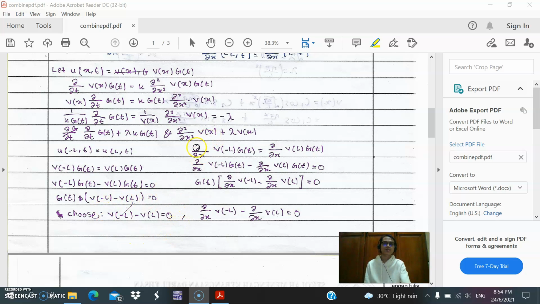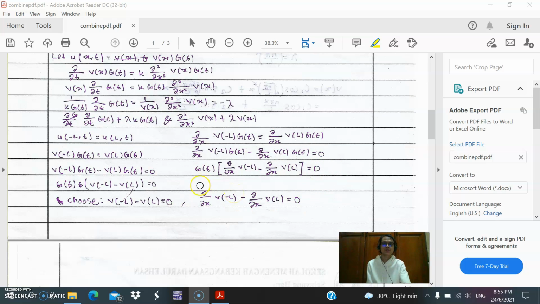So, for the second boundary, sama juga gantikan x dengan negatif L dan L. So, bawa keluar G(t), kita akan dapat dua equation iaitu G(t) equals to 0 and V'(-L) tolak V'(L) equals to 0. So, sama juga kita takkan pilih G(t) equals to 0 because we need to avoid the trivial solution. So, we choose this one instead.